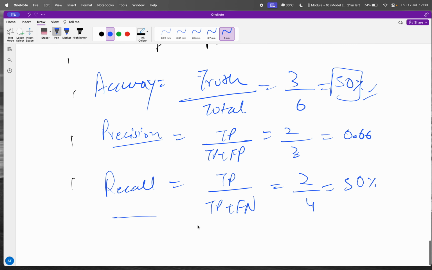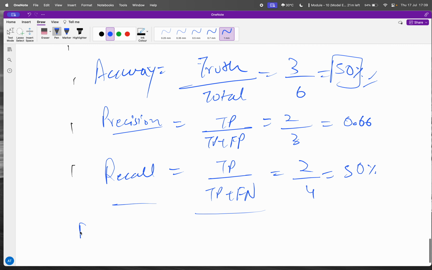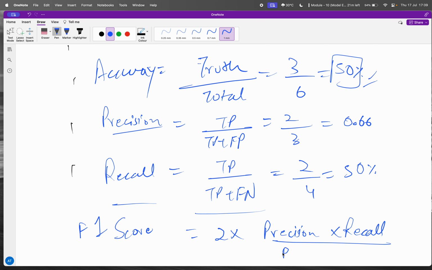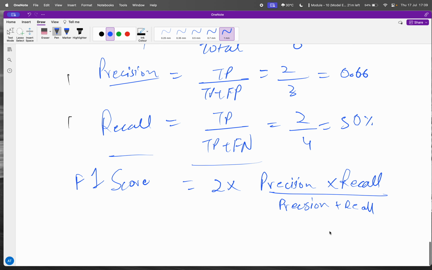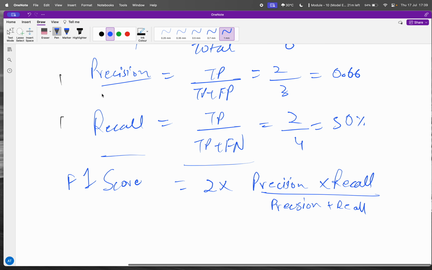Precision, recall. Now we'll go for the next term, that is F1 score. Not Formula 1 score. We call it F1 score. The formula for this is 2 times precision multiplied by recall, divided by precision plus recall. If you want to check the balance or mean balance between precision and recall, we use F1 score.